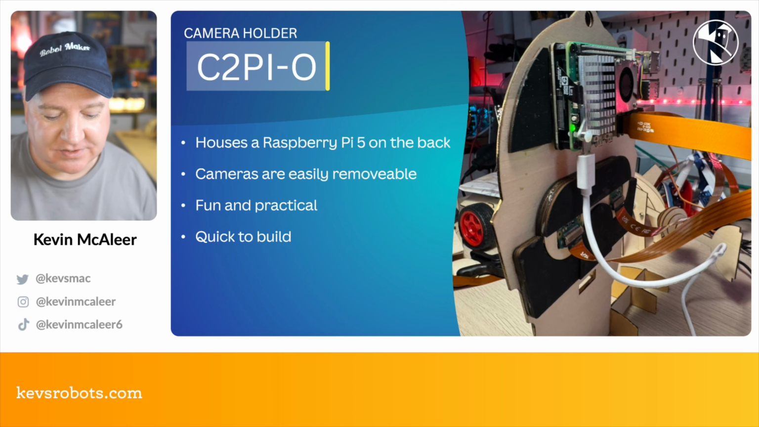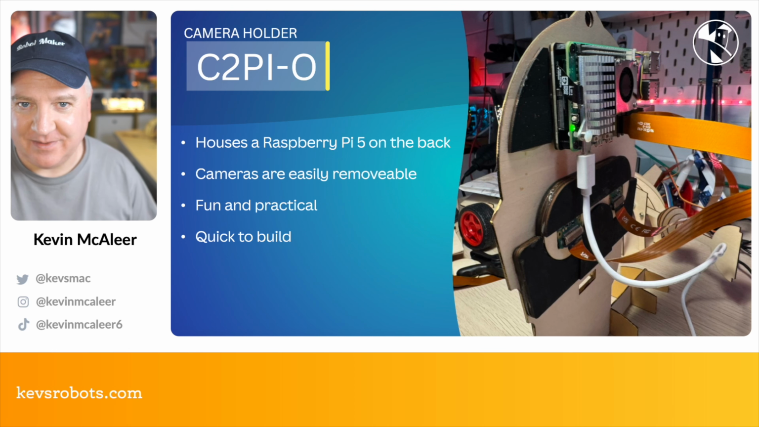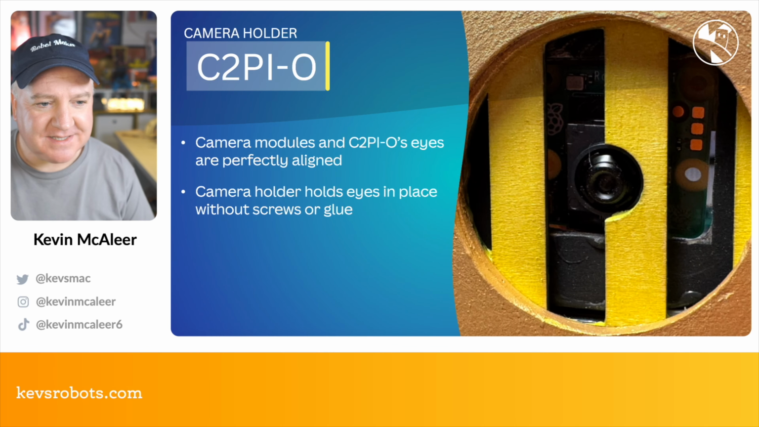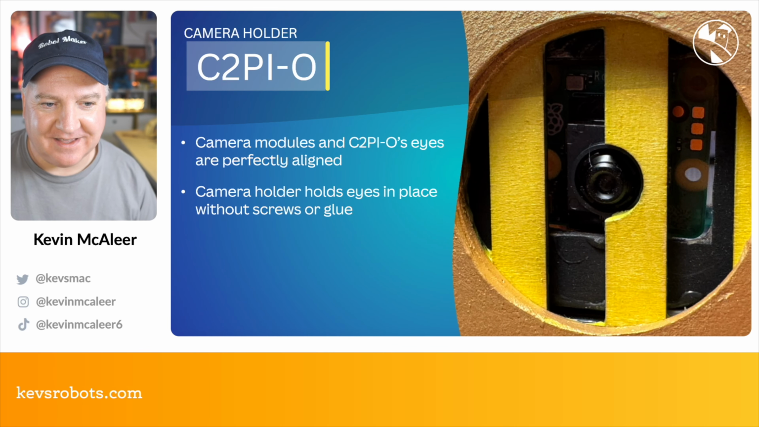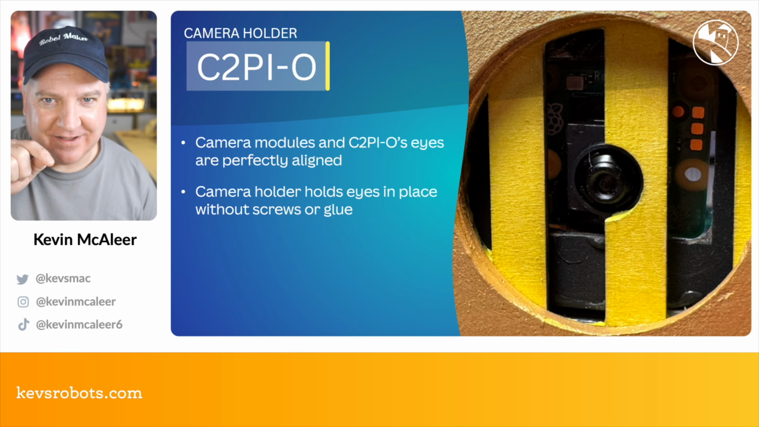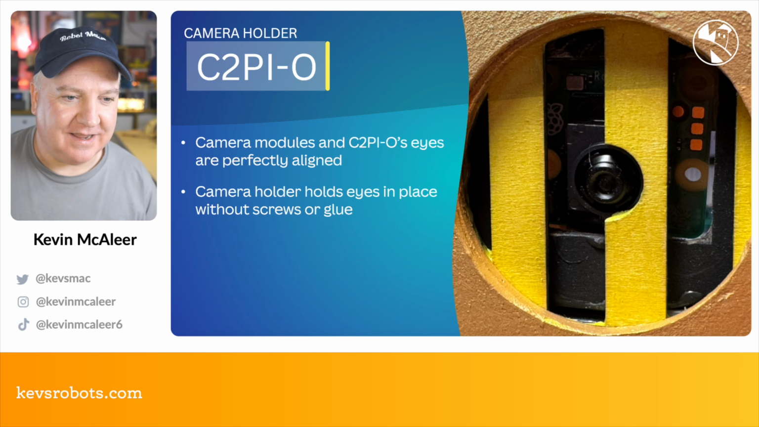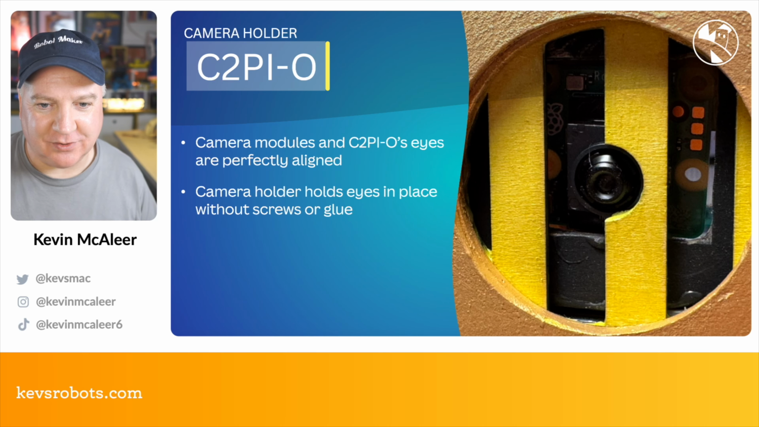It didn't take very long to cut out these pieces, paint them and glue them, and have it all working and standing up. You can see there that the camera modules and the C2PIO's eyes are perfectly aligned, so we get the iris of the eye and the camera lens perfectly aligned. So it doesn't need any glue, they just kind of friction fit in the back, no problem.